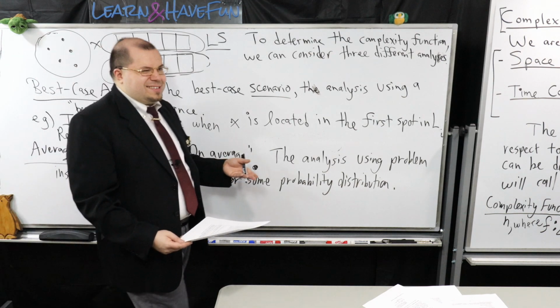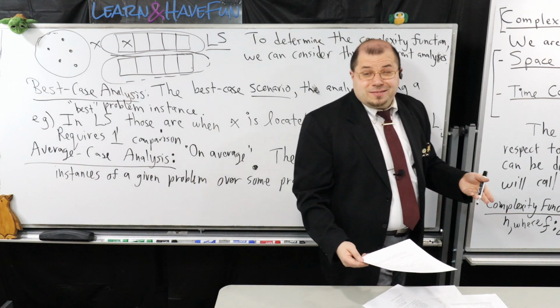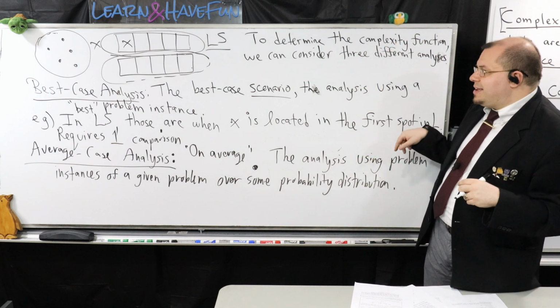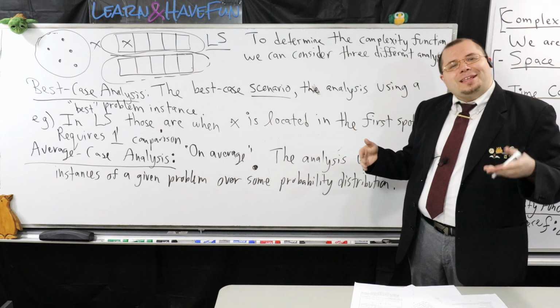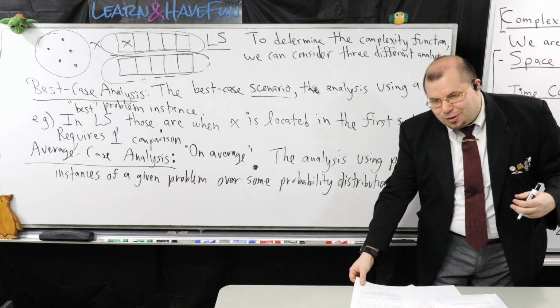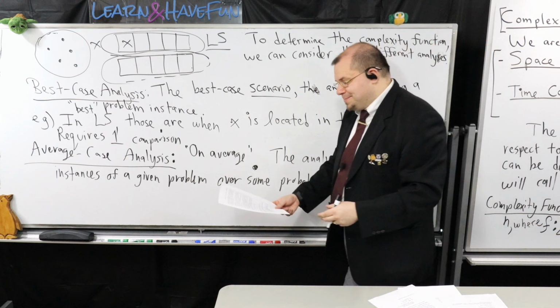Now you might ask and say, Dan, well, X sometimes may not even be in the array. But if you want to measure the number of comparisons that happen in the algorithm, the last spot and not being there are not any different, right? It still performs the same number of comparisons.